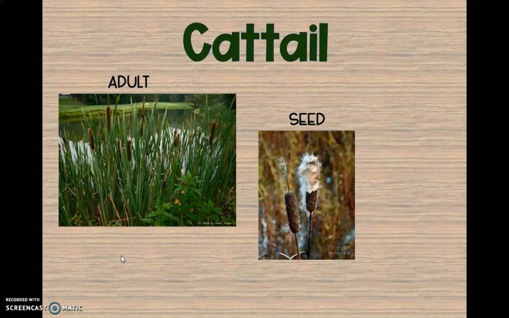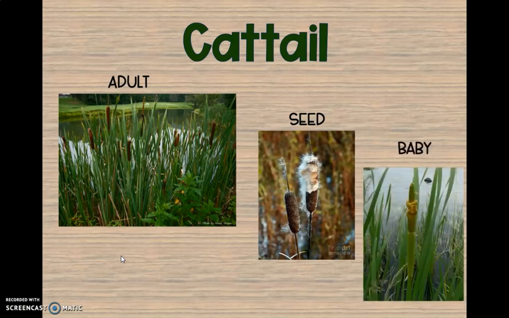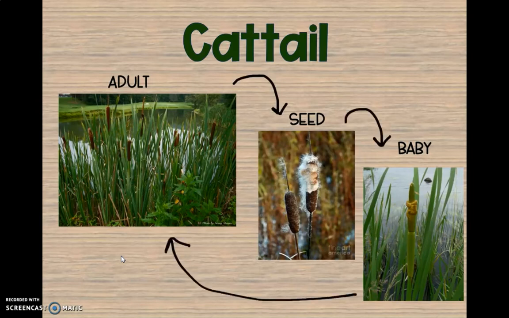Once they get what they need, food, water, shelter, and air, it will grow into a baby cattail grass. And now look at this baby. It's a lot shorter than the adult. It hasn't gotten as tall as the adult yet, but where it would have its seeds nice and brown, it just looks green and a little bit of yellow. So it hasn't grown all the way. So the adult makes the seeds, the seeds grow into a baby, and that baby one day will become an adult cattail.